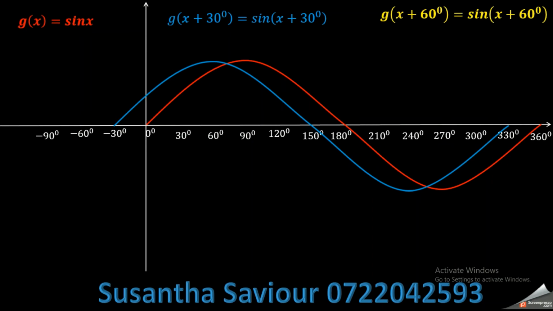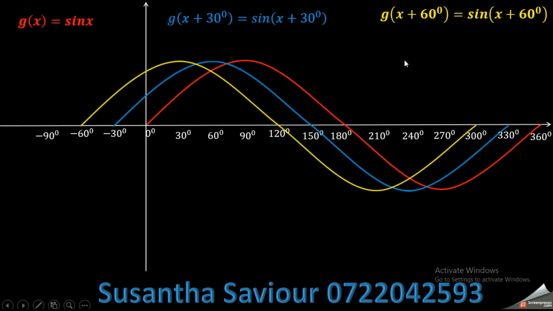Right, we'll take another, g(x+60), right? g(x+60), so x is replaced by x+60. By this time you know what is happening in this transformation, so we will try to sketch it. This original curve will be shifted left hand side by 60 degrees. See, in all these cases the y values are the same, right? Transformation affects only the x, right?